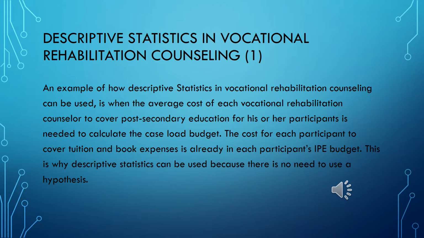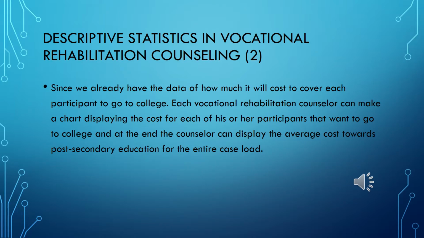This is why descriptive statistics can be used, because there is no need to use a hypothesis. Since we already have the data of how much it will cost to cover each participant to go to college, each vocational rehabilitation counselor can make a chart displaying the cost for each of his or her participants that want to go to college. And at the end, the counselor can display the average cost towards post-secondary education for the entire caseload.